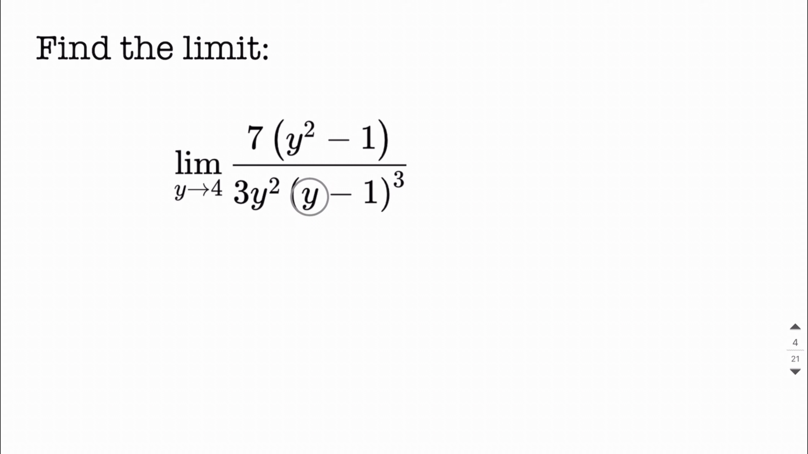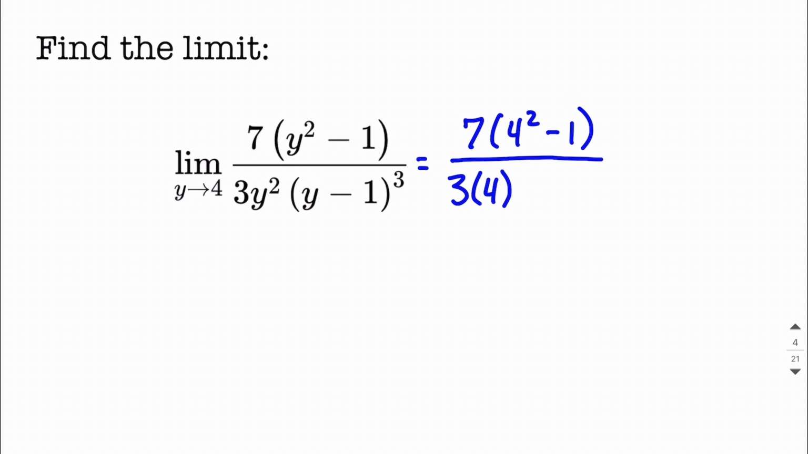I noticed that we have a y minus 1 cubed, meaning 3 copies of y minus 1 in the denominator. We could start with that, but what I'm going to suggest is we do as we do with all of these, and try to evaluate your function at that given value of y, what you're approaching. So that's going to be 7 times 4, replacing the y, minus 4 squared minus 1 up in our numerator. And then we have 3 times 4 squared times 4 minus 1 cubed in our denominator.